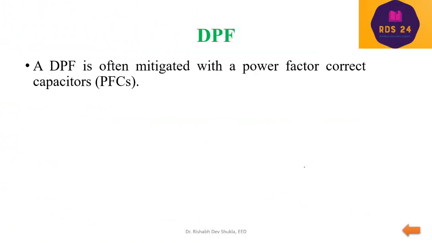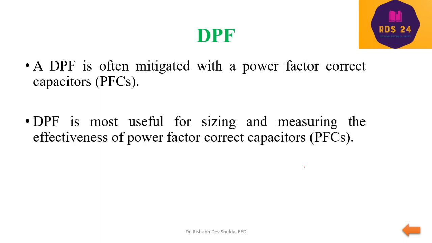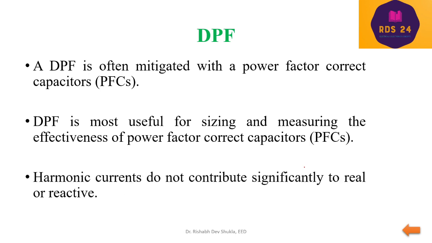DPF can also be mitigated with power factor correction capacitors. In simple words, it can be mitigated with the PFCs, power factor correction capacitors. DPF is most useful for sizing and measuring the effectiveness of power factor correction capacitors, PFCs. Harmonic currents do not contribute significantly to the real or reactive components.